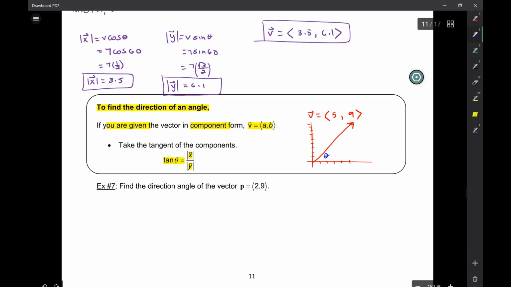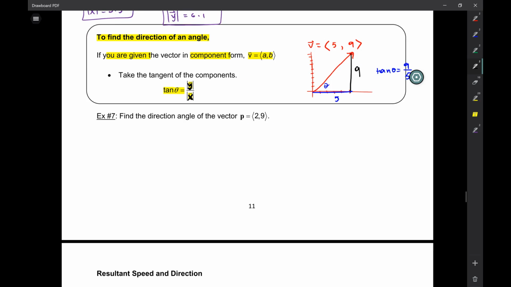Well, how do I do it? Look, there is a y component of 9, and then there is an x component of 5. Opposite and adjacent, that looks like tangent, right? So tangent of theta is 9 over 5, which is x. Oh, I have it wrong here. It's y over x. Sorry, guys. Y over x.